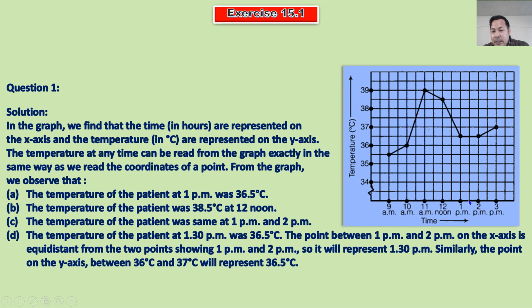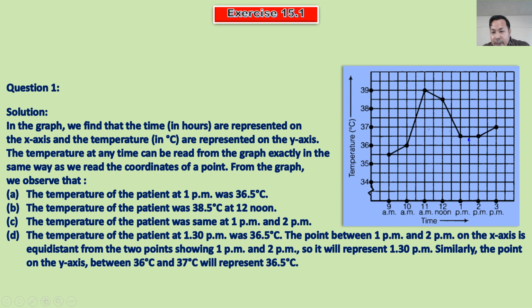Yes, equidistant means this point is the middle point of 1 p.m. and 2 p.m., isn't it? So it will show the time that is 1:30. Okay, clear. Similarly, the point on the y-axis between 36 degrees Celsius and 37 degrees Celsius will represent 36.5 degrees Celsius.